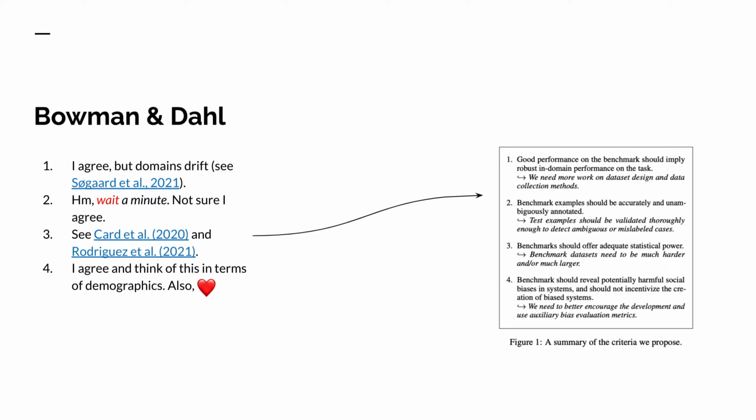Fourth point is benchmarks should reveal potentially harmful social biases in systems and should not incentivize the creation of biased systems. Of course, I totally agree with that, and I think what I'll say here is very much along the same lines, but also complementary to the standard way of talking about bias in NLP, which is very much focused on biases in representation. So the representation of gender, for example, in language models, or the representation of age. I'll talk instead about the importance of bias in terms of the writers who produce the texts in our training data or our evaluation data, the demographics of the annotators, and the importance of thinking about all those dimensions, along with the representational dimension.